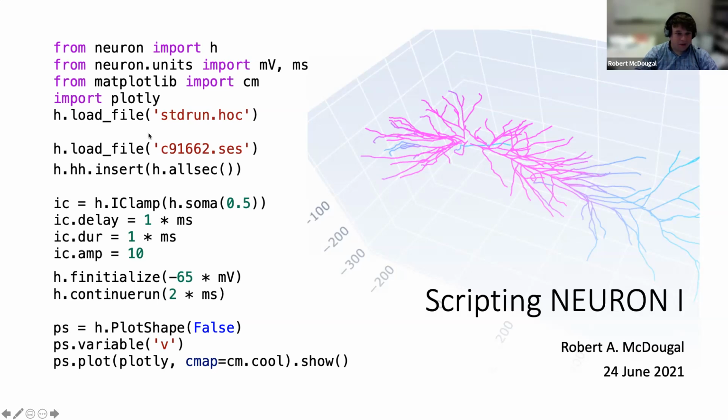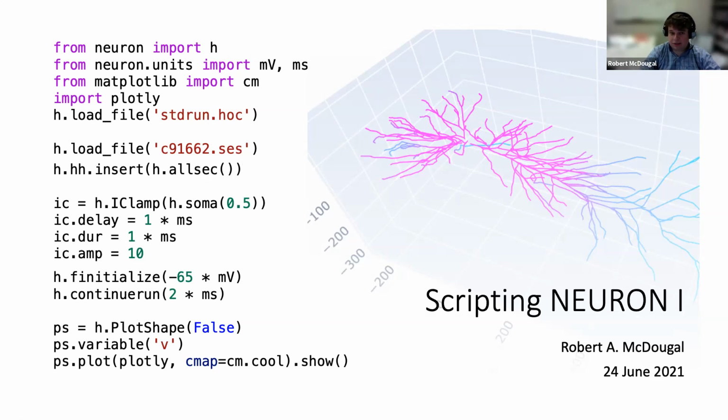But yeah, here is the entire code that we need to run this particular model. This is, however, assuming that we have a session file, C91662.ses, but all it does is load a morphology. The reason that this is important is that it shows that we can mix and match whatever you do with the graphical interface. You can take it, and then it's just a single line in Neuron to actually load in the file. And we'll go through all of this.